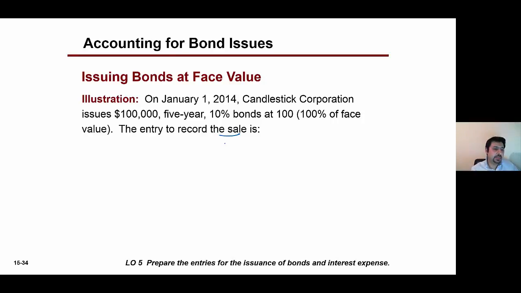So when the company made the sale, the company issued $100,000 worth of bonds. When the company issues them, basically the company is selling them. So the company will receive cash $100,000. So the company will debit cash $100,000 and will credit bonds payable $100,000. Remember, this is a long-term liability.